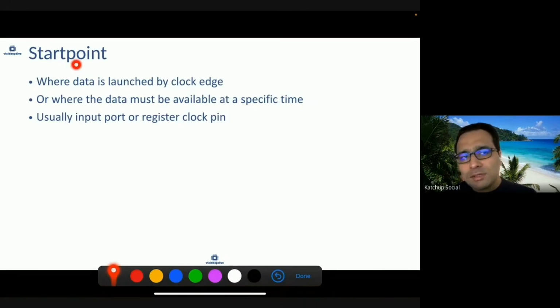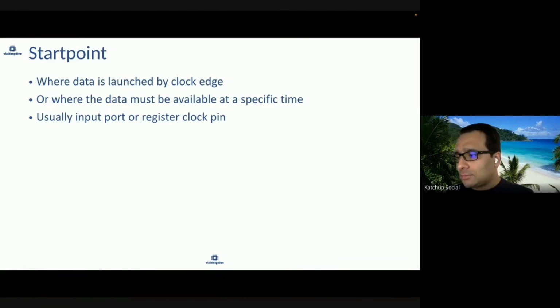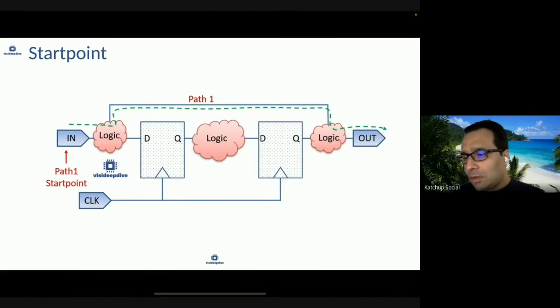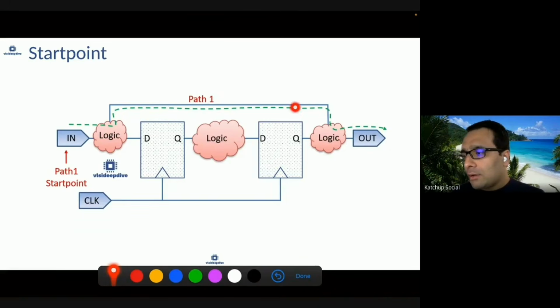So start point is where data is launched by clock edge, or where data must be available at a specific time. Usually this is input port or register clock pin. Let's understand using the example we were using earlier. So let's say you have this particular path. Here the start point is this input port. On this input port, data is available at a certain time. So that's why this is a start point. So typically start point is input port or clock pin.